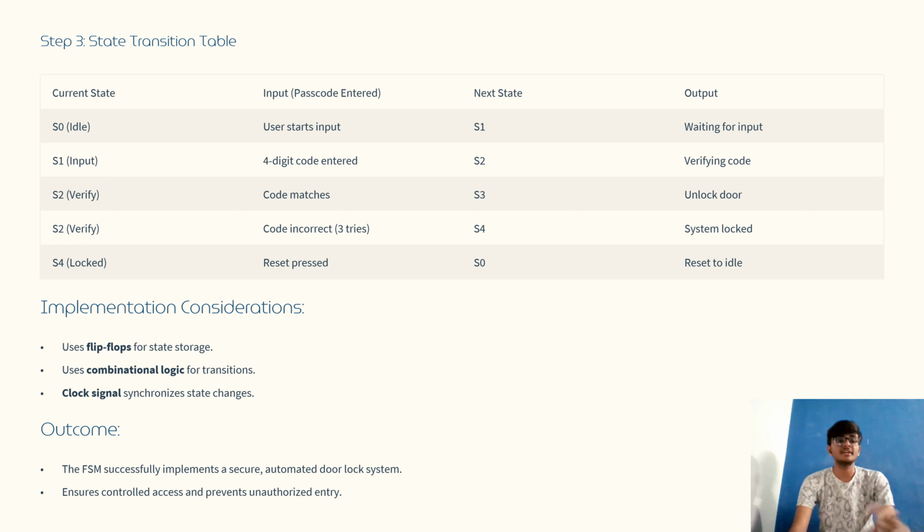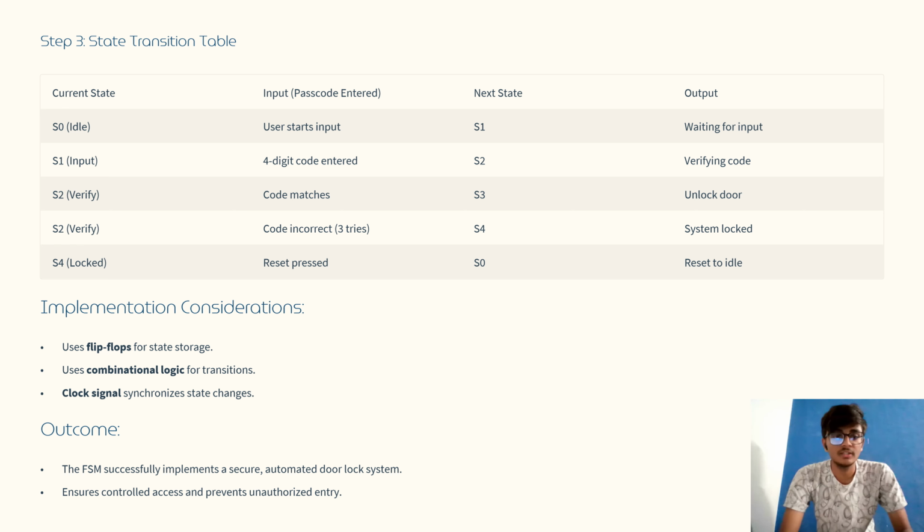Step 3 is the state transition table. The current state is state 0. It's an idle state, and the user starts input. The output is waiting for the input.